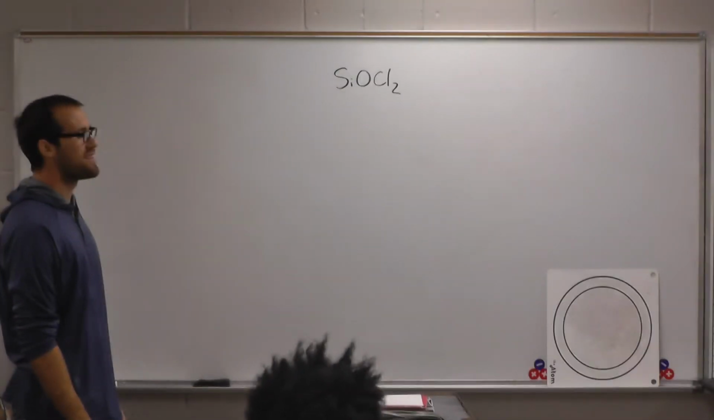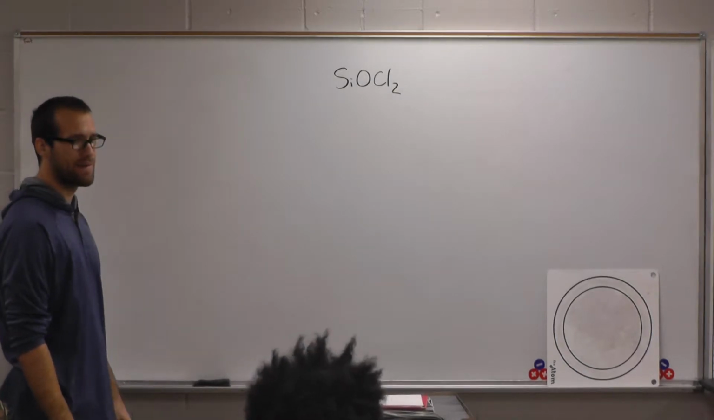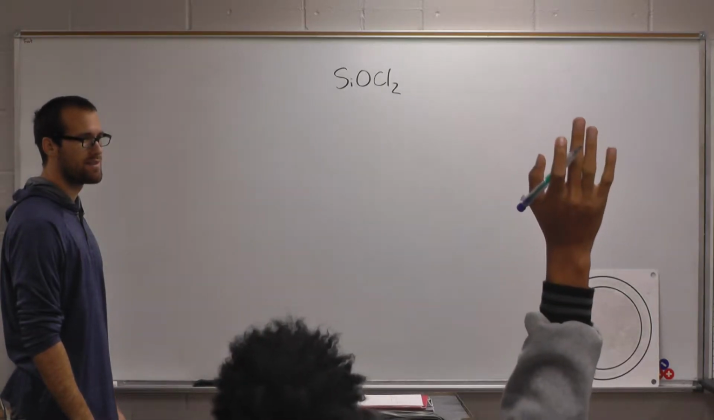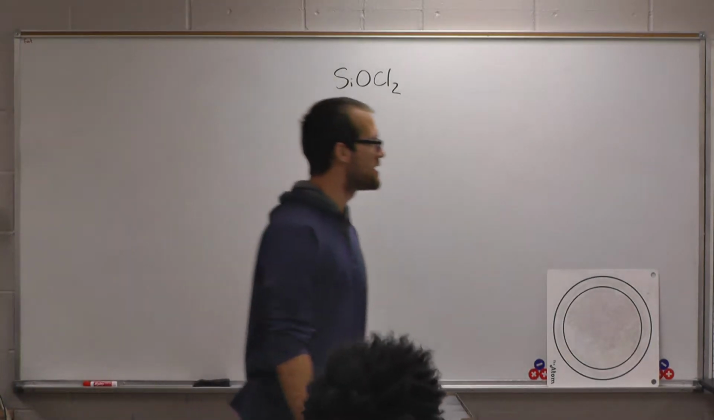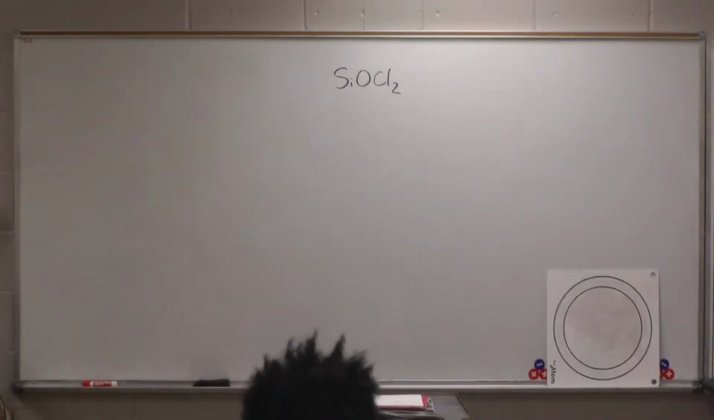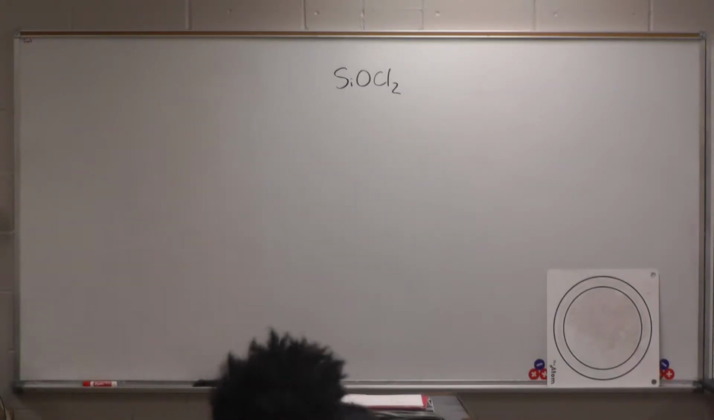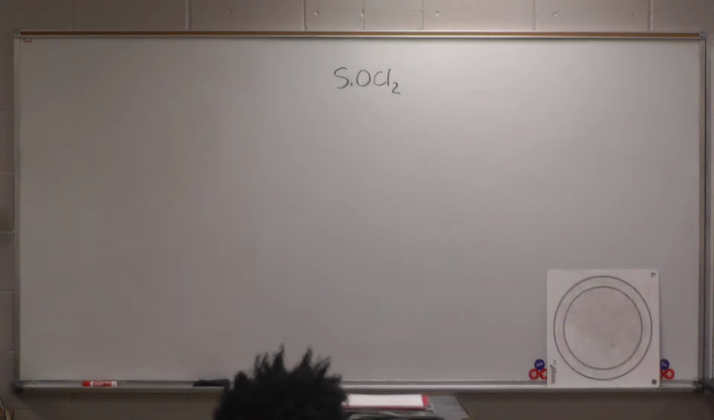Y'all ready? Okay. Who can identify the central atom without even writing it down? Silicon. Yep. But here's how you would look at it. Silicon has 4 valence electrons, which means you'd have 4 unbonded electrons. Oxygen has 6, that means you have 2 unbonded. And chlorine has 7, meaning 1 unbonded. If you can't do that in your head, write it down and see it.